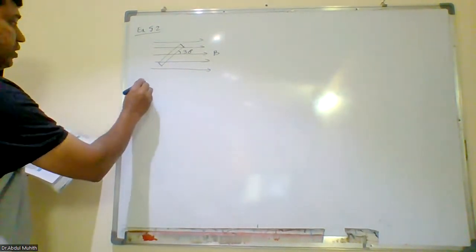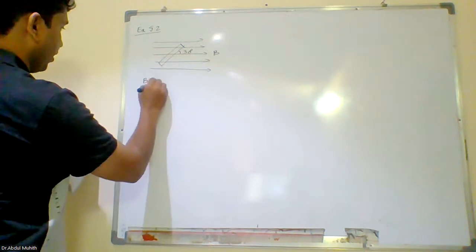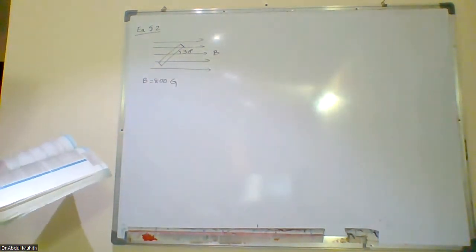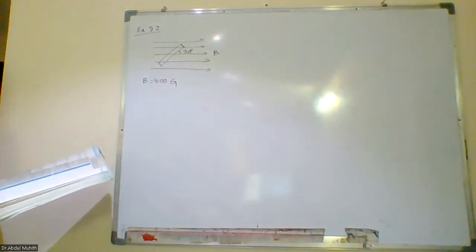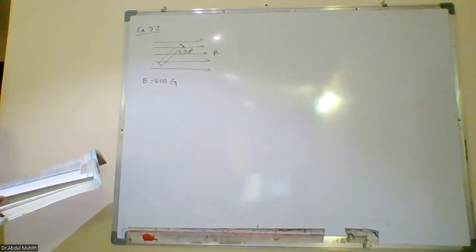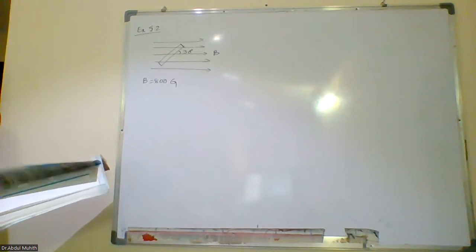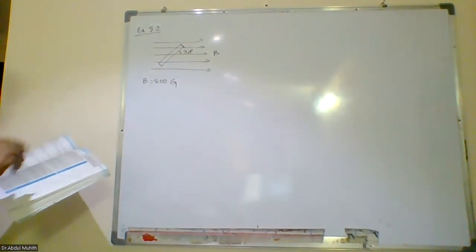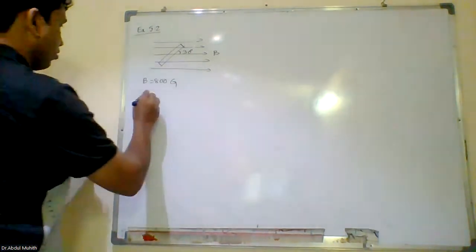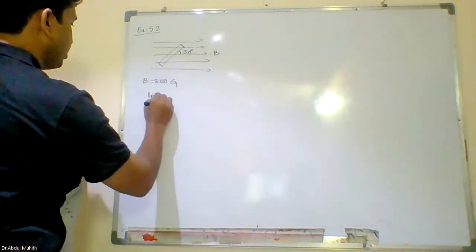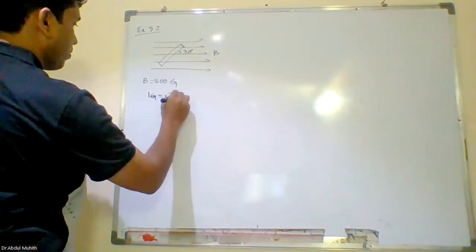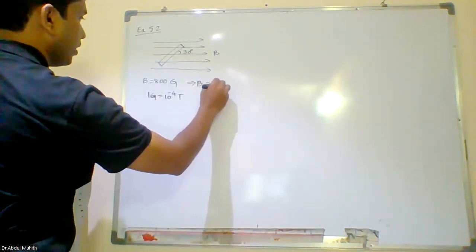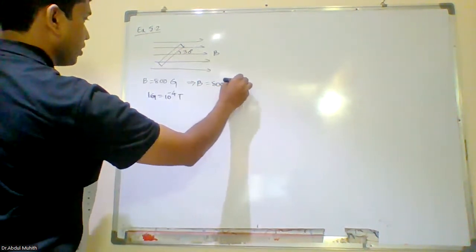Now, the magnetic field B is 800 Gauss. But we have to convert this into Tesla. We cannot just leave it like that. There are two units of magnetic field, one is Gauss and one is Tesla. We have to write in Tesla. So one Gauss equals 10 to the power of -4 Tesla. So B is equal to 800 into 10 to the power of -4 Tesla.